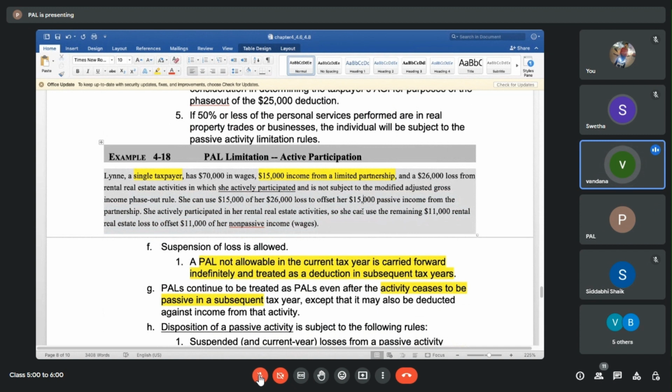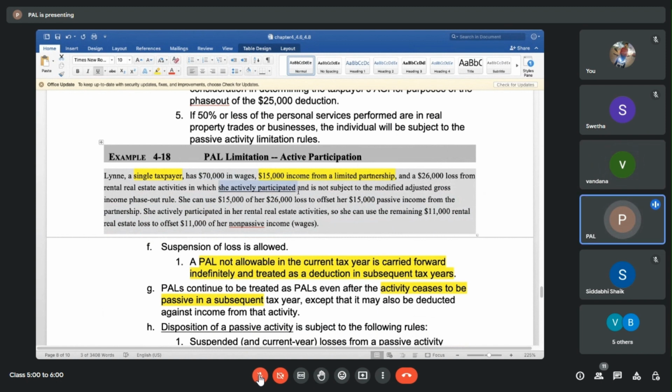A single taxpayer having wages of 70K and a 15K income from a partnership, from a limited partner. She is having 70,000 in wages, which clearly tells us maybe her major income is coming from being a salaried employee. On top of that, she's having some partnership. Maybe she has put in some money and she's getting this much income. This looks like a passive partnership share. Okay, next. 26,000 loss from rented real estate, which she's actively participated in.